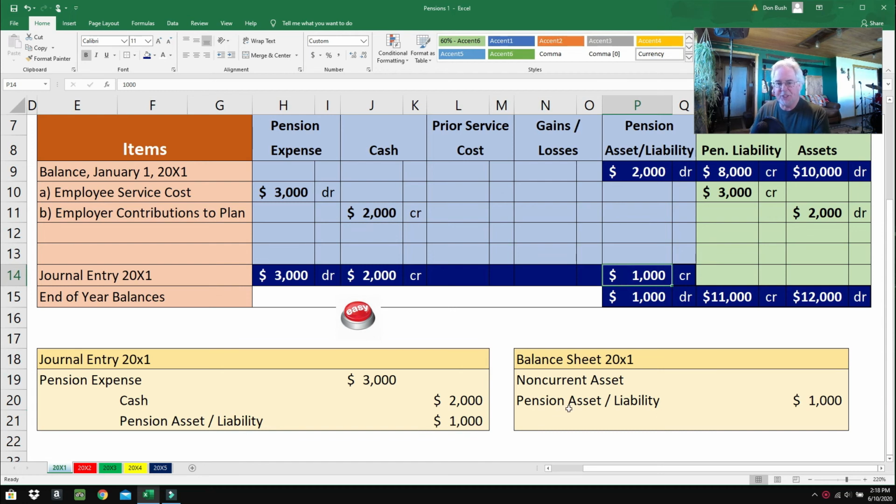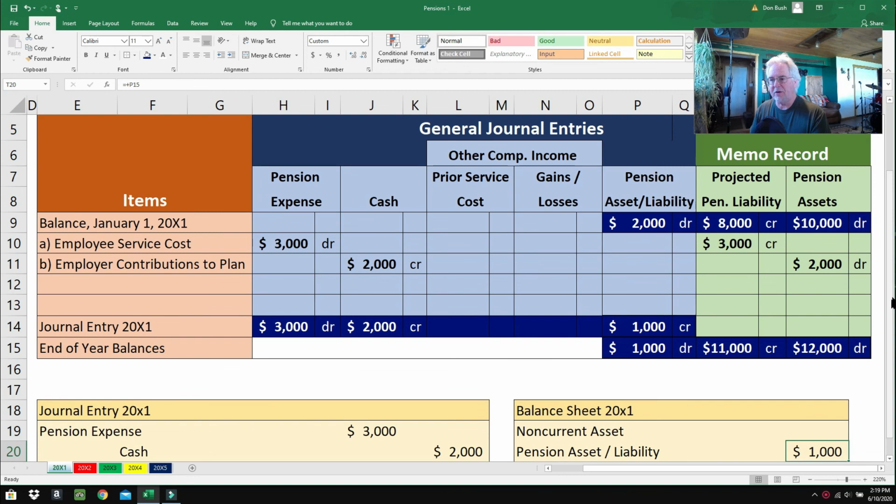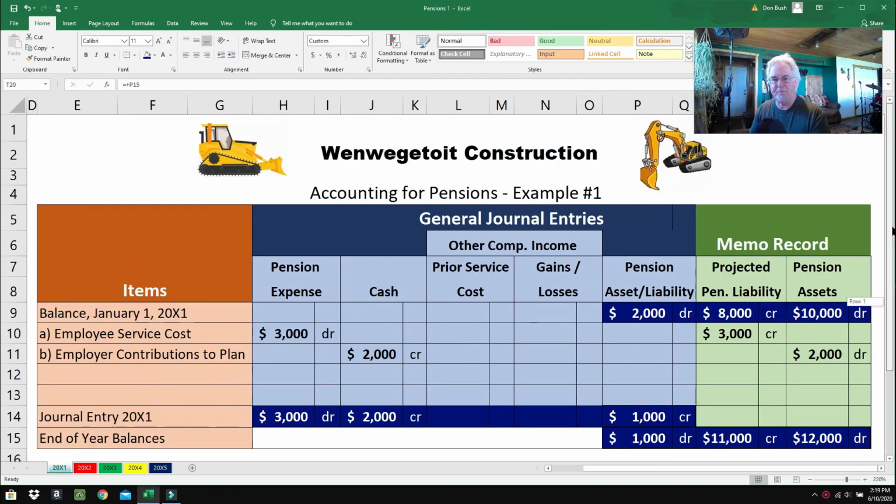Now on the balance sheet, it's going to show up as a non-current asset. Not a current asset, a non-current asset. So here we are, coming down to right here. The non-current asset, pension asset liability, which represents this column here, is a $1,000 debit, which means it's an asset. Assets are debits, liabilities are credits. So pension asset for $1,000. There we go. So folks, that is your very first introduction into how pensions work.